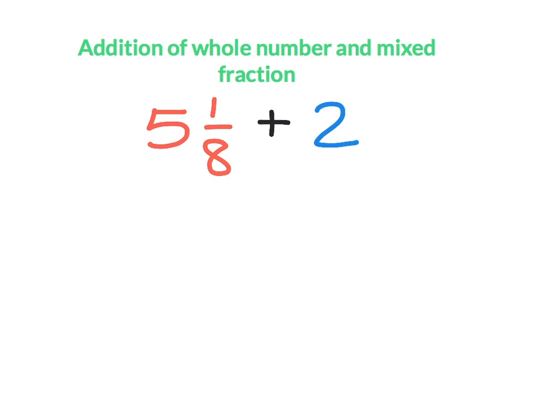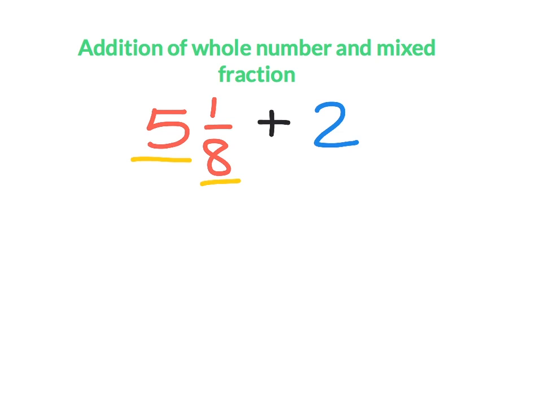Well, you recall that mixed fractions are fractions that have a whole number component as well as a fractional component. In this example, we have the mixed fraction here has a whole number component which is 5 and a fractional component which is 1/8.